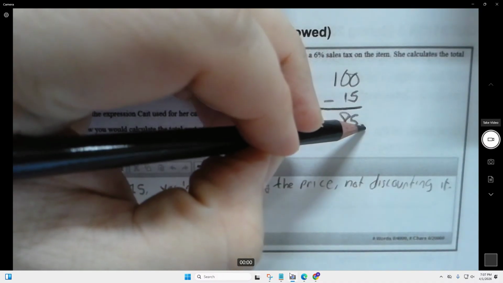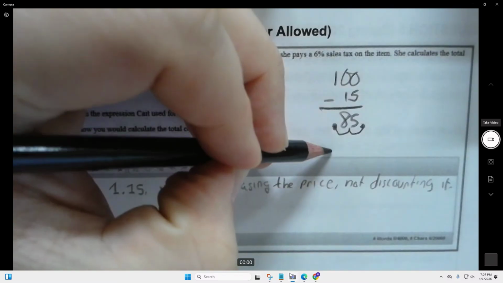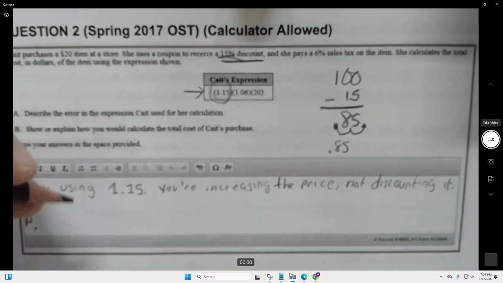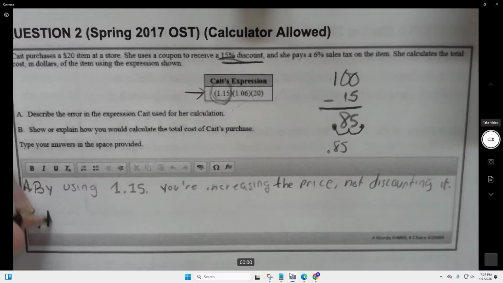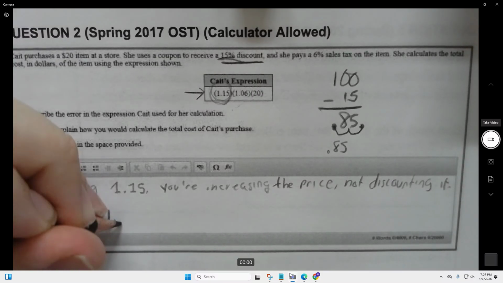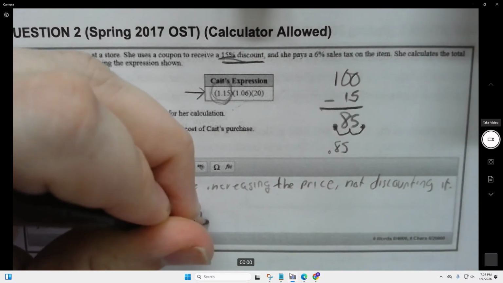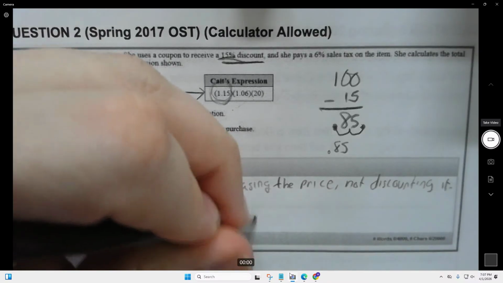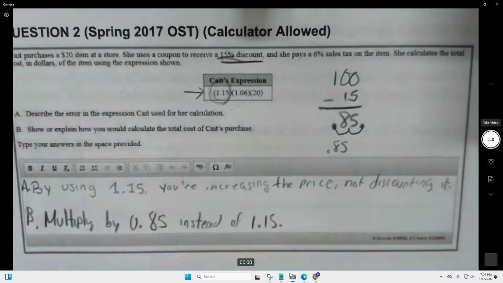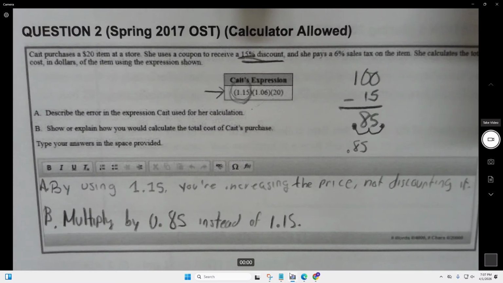To do that, we move the decimal place over 2 places. 0.85 becomes our decimal. So part B would involve multiplying by 0.85 instead of 1.15. Fixed. Okay.